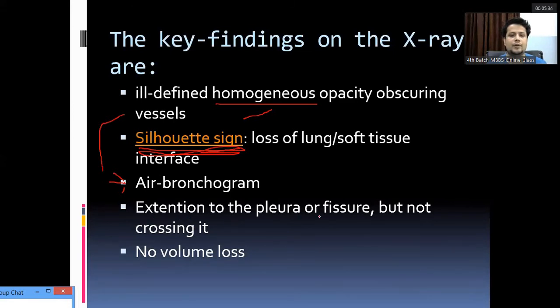Extension to the pleura or fissure, but not crossing it. Usually consolidation is lower. If there is lower consolidation, then the lesion extends to the pleura and fissures, but does not cross. But in case of the mass, they don't follow the boundary of the fissure. The mass crosses the fissures. So this way we can separate consolidation from mass. And there is no volume loss. If there is volume loss, then that is collapse. Okay, these are the features of consolidation.